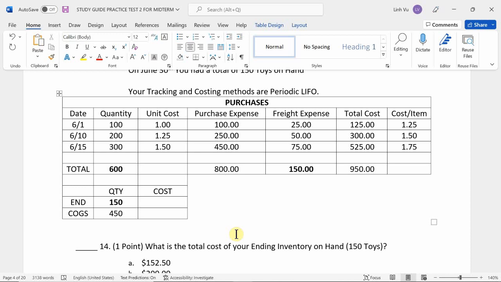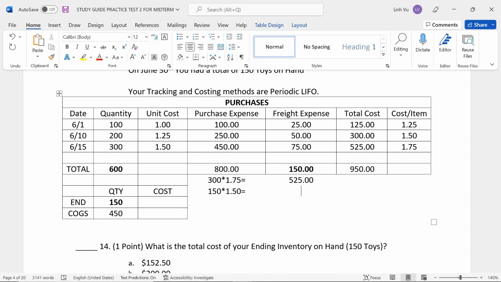If I'm using LIFO, which batch of inventory am I going to sell from first? The 300, which is currently at $1.75. So how much is that going to give me? $525. So I sold 300 units. I need to sell a total of 450. How many more do I need to keep selling? 150. Which batch am I going to be taking out from? The 200, which is currently $1.50. So what is 150 times 1.50?